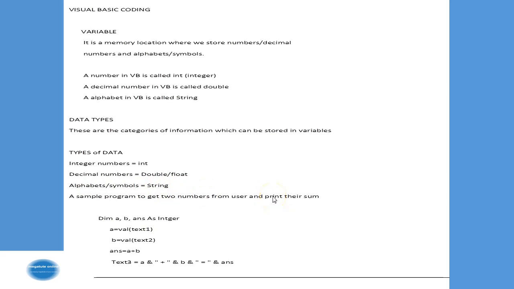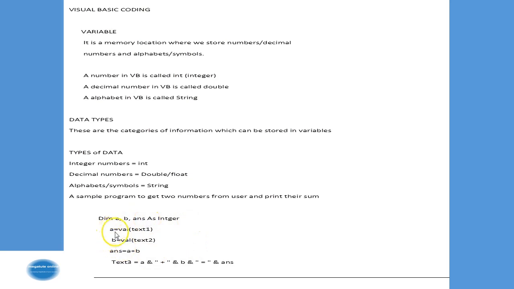Let's see a sample program of Visual Basic. On the very first line of the coding window, you have to declare the variables which you are going to use. Suppose we are creating a program which takes two numbers from the user in text boxes 1 and 2, and the sum has to be printed. So we have written dim a, b, answer as integer, because only three variables are going to be used and all of them are integers.